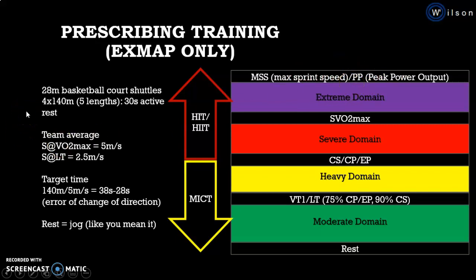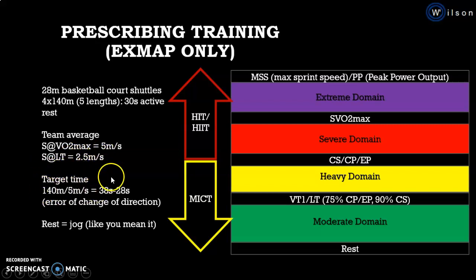But in an example where you actually want to predict how long it's going to take your athletes to perform, all you'd have to do is, for this example, say we're on a basketball court and we want to do shuttles of 140 meters, or roughly 5 lengths of the basketball court, and then we want to give them 30 seconds of active rest. So the team average is, after you've done the 3-minute all-out test, the speed of VO2 max is going to be 5 meters per second. And the lactate threshold, or this lower threshold down here, is going to be 2.5 meters per second, okay?